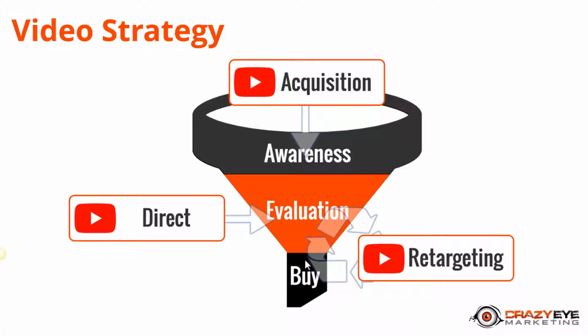So we have 3 different campaigns that we run in order to pull people through your funnel, through your business. The first campaign is what I call an acquisition campaign, and the point of it is to drive awareness. You're driving awareness about your business, your products, your services, your customers' problems, so that they become aware of what's around them. And then the next level, we have evaluation, and the type of campaign we'll run here is what I would call a direct campaign.